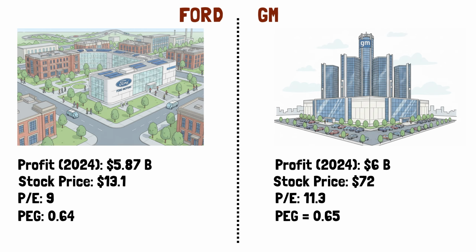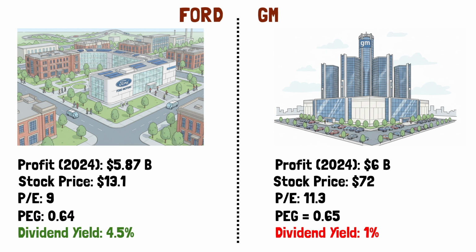But there is another factor savvy investors consider: dividends. General Motors offers a dividend yield of about 1%, while Ford's dividend yield is around 4.5%. That's a significant difference. If you are an income-focused investor, Ford suddenly looks much more attractive. You are getting similar growth potential but with over 4 times the dividend income.